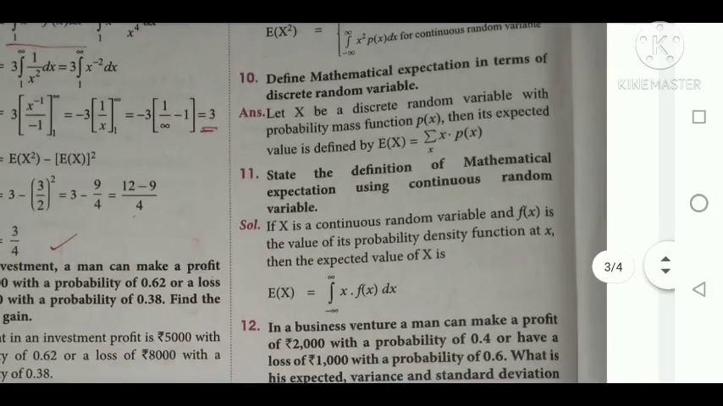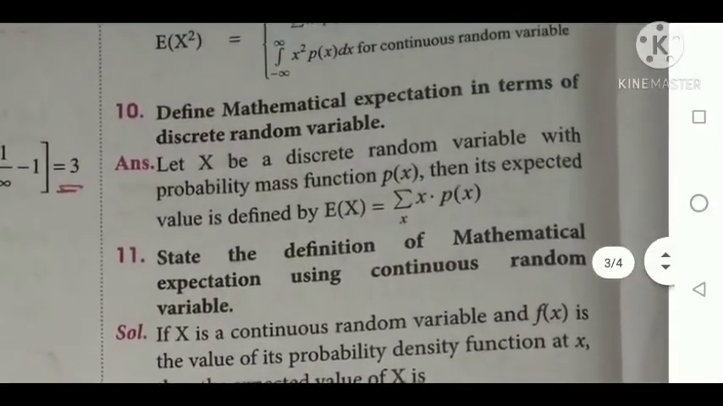Then the next question: define mathematical expectation in terms of a discrete random variable.